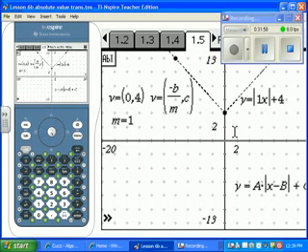Do you see? Yes, dear. No, you don't need the 1 either. You could just have the absolute value of x plus 4. That would work as well.